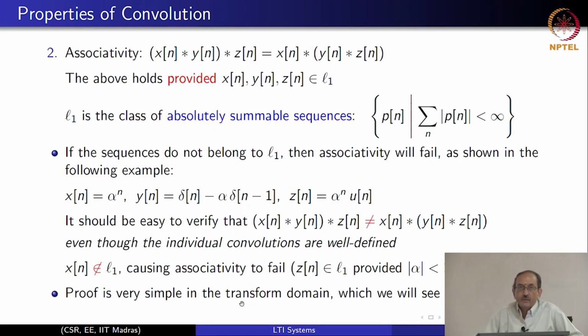The only case where it does possess a transform is when a equals, oh yeah, very good, when a is e power j omega, then transform exists, the transform is impulsive. But anyway, these sequences require special treatment.